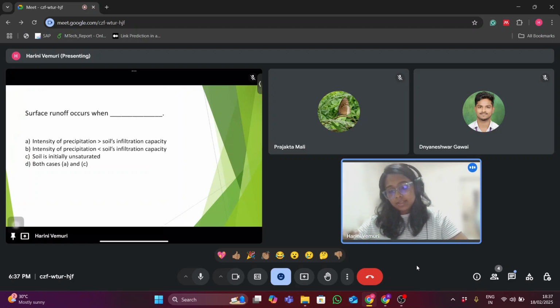The next question is surface runoff occurs when option A, intensity of precipitation is greater than soil infiltration capacity. Option B is intensity of precipitation is less than soil infiltration capacity. Option C is soil is initially unsaturated. Option D is both A and C. So when intensity of precipitation is greater than soil infiltration capacity, the runoff will occur. And also when the soil is saturated, the runoff will occur. So the option will be option A.